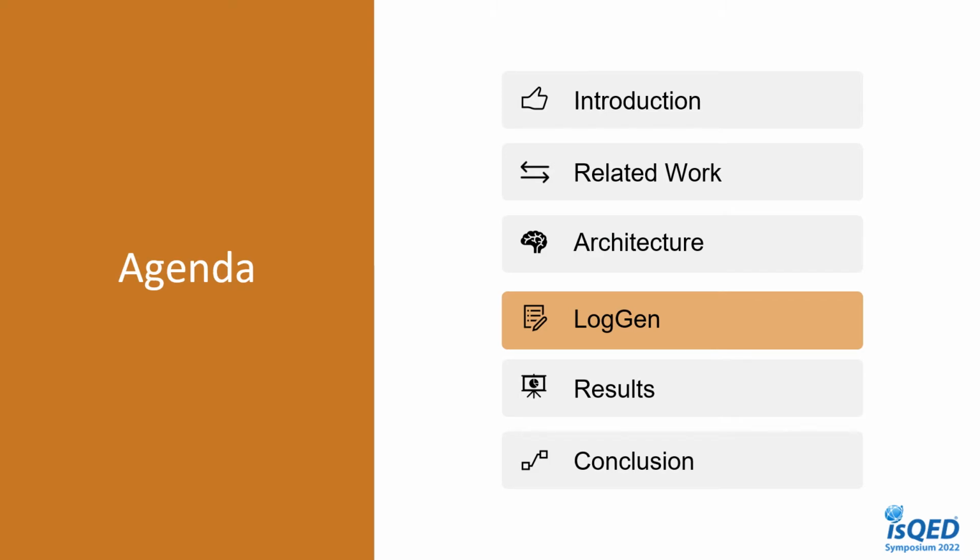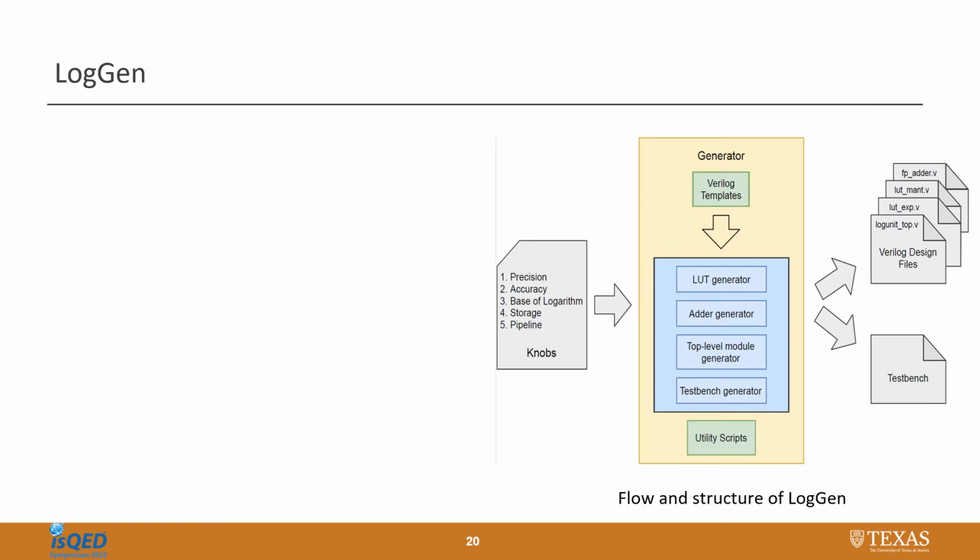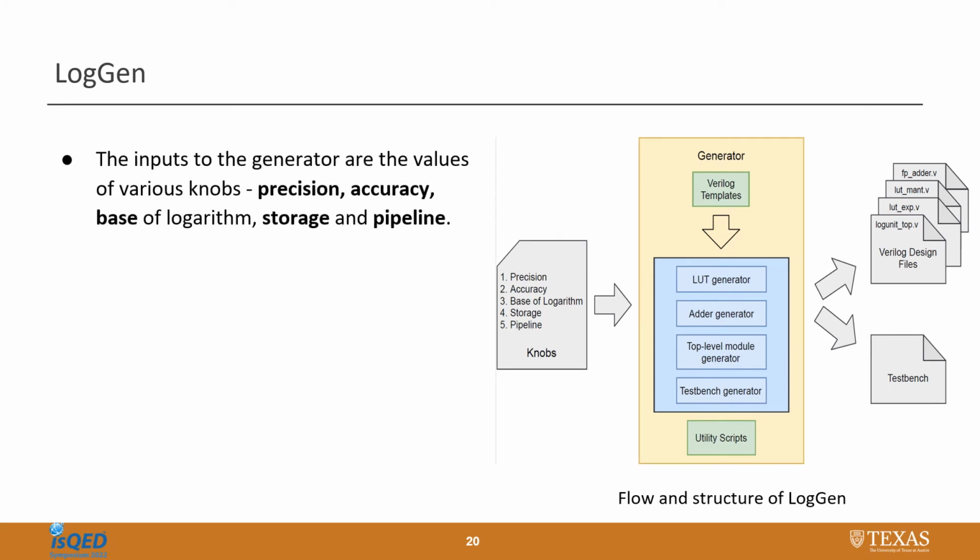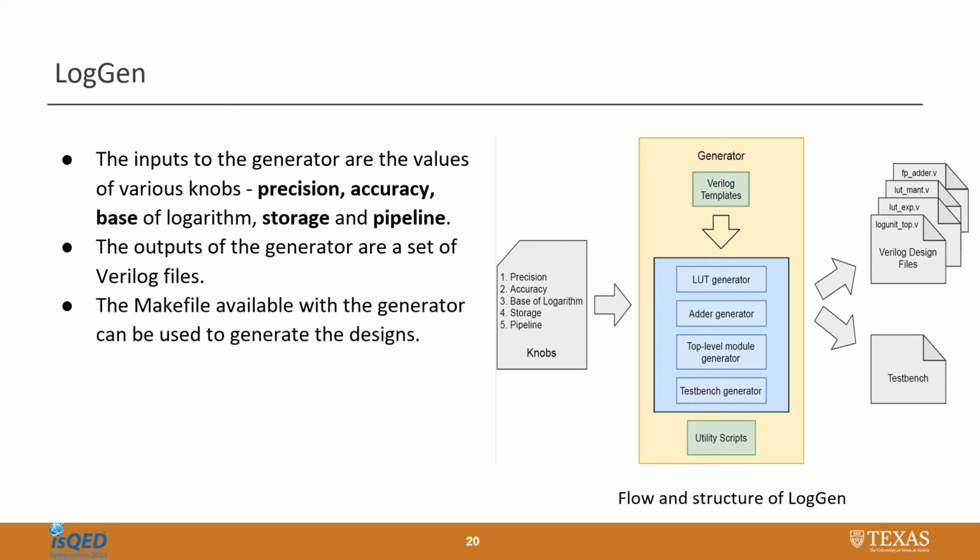I will now discuss the structure and flow of the LogGen generator. There are 5 inputs to the generator that can be used to generate different log unit designs. They are precision, accuracy, base of logarithm, storage, and pipeline. The outputs for the generator are a bunch of Verilog files for the different log unit modules. There is also a makefile available in the repo that can be used to provide these knob inputs to the various scripts required for generating the log units. The structure of the generator is described in more detail in the paper.